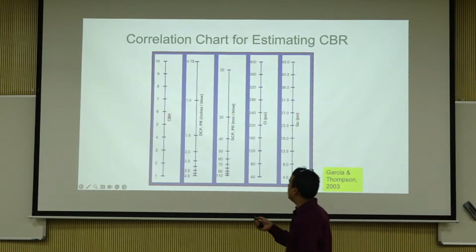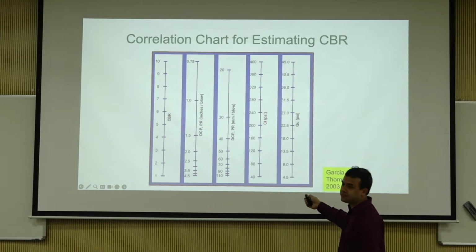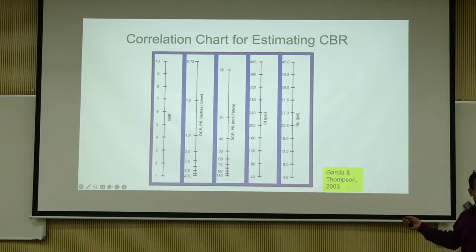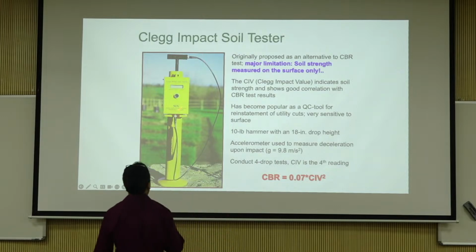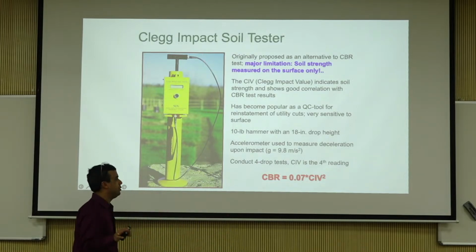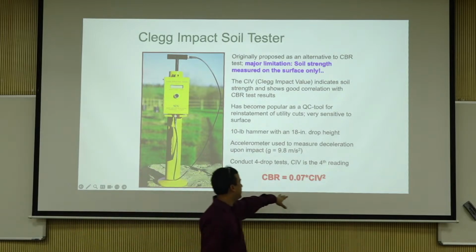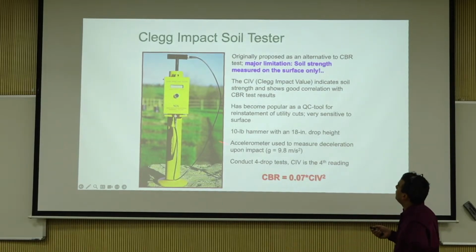Again, correlation chart. You have CBR, you have DCP penetration rate in inches per blow, millimeter per blow, cone index. This is from the static cone penetrometer, just pushing it. And this is also QU, unconfined compressive strength. Sometimes you have relationships with that as well to calculate CBR and whatnot. Clegg impact soil tester. Again, these are hardly ever you're going to come across. I just have them because these exist. CBR is Clegg impact value square.